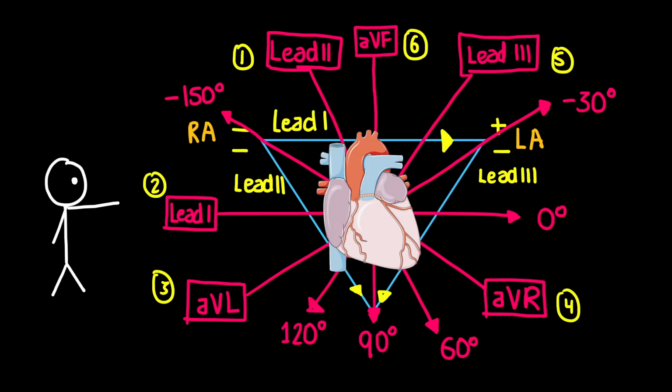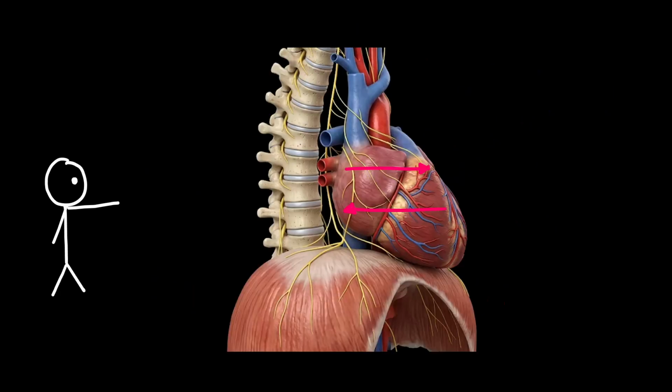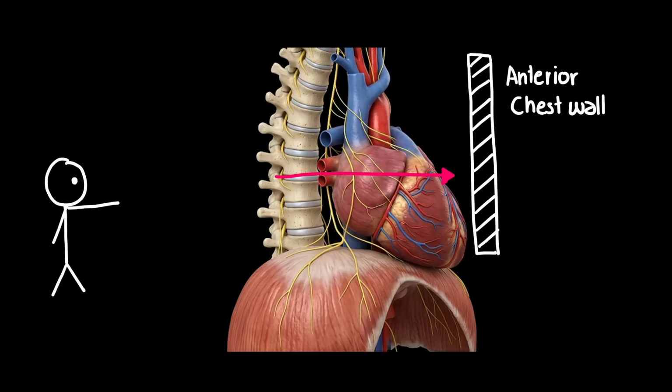And the frontal plane tells you everything happening from side to side, nothing from front to back. And that's the blind spot. The frontal plane can't see depth. It can't tell you what's happening towards the chest wall or away from it.